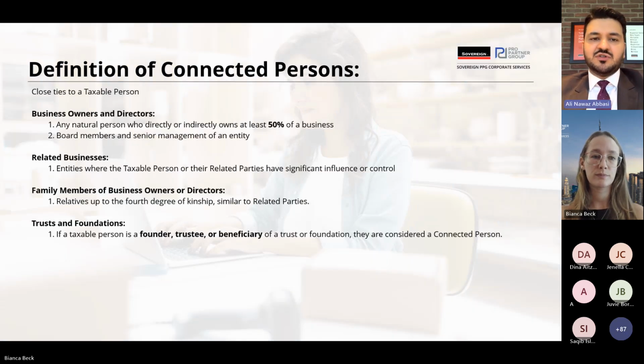Who are connected persons? These are entities or people who have close ties to a taxable person. For example, a natural person who directly or indirectly owns an ownership interest in or controls the taxable person, or a director or officer of the taxable person. Similar to related parties, relatives up to fourth degree of kinship are also considered connected persons, and so are related parties of all of these.